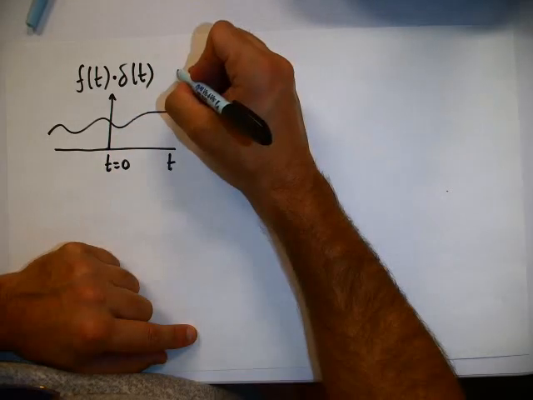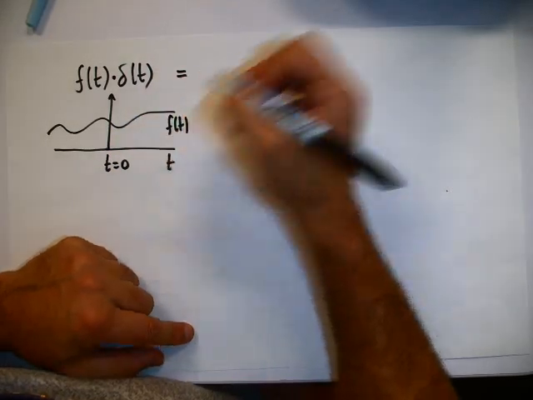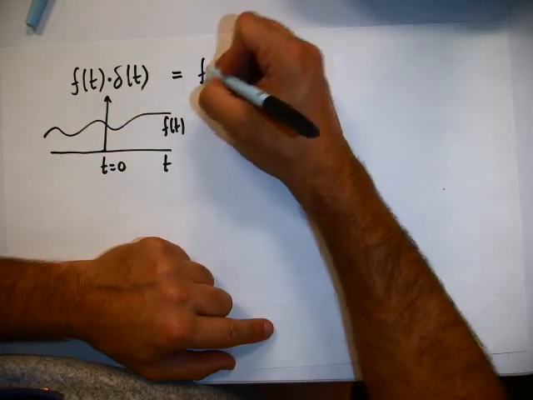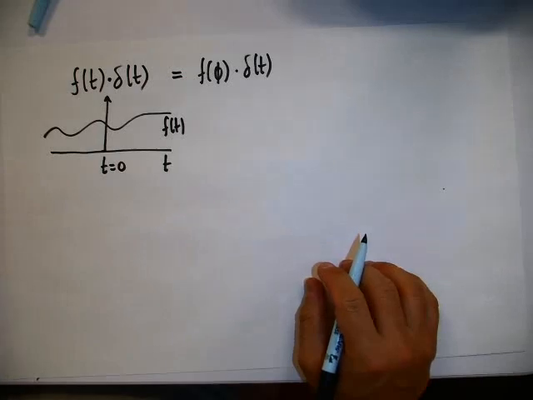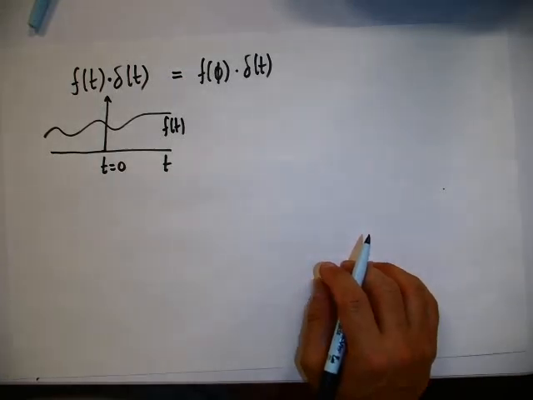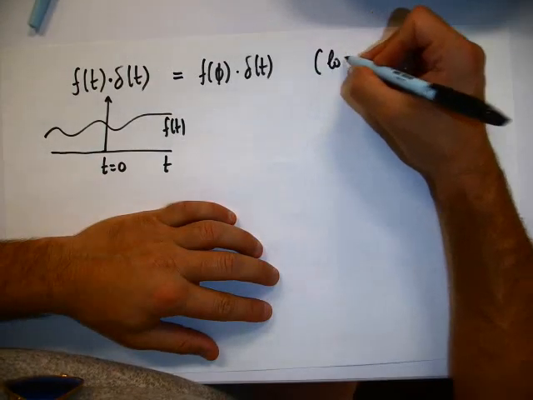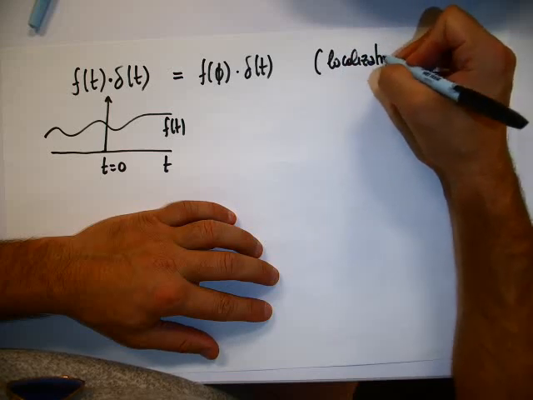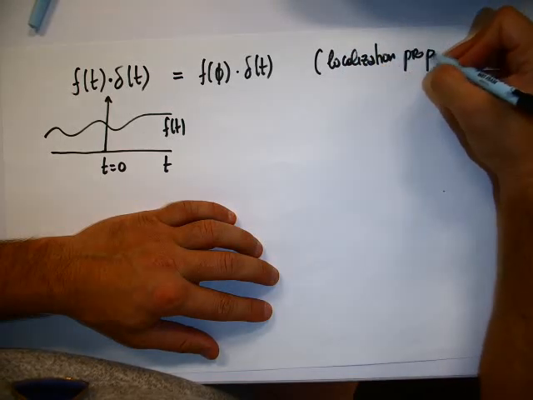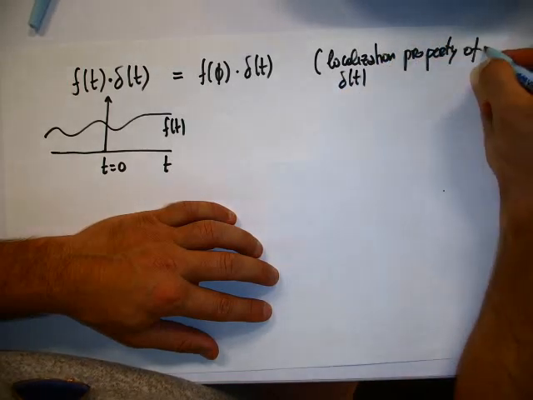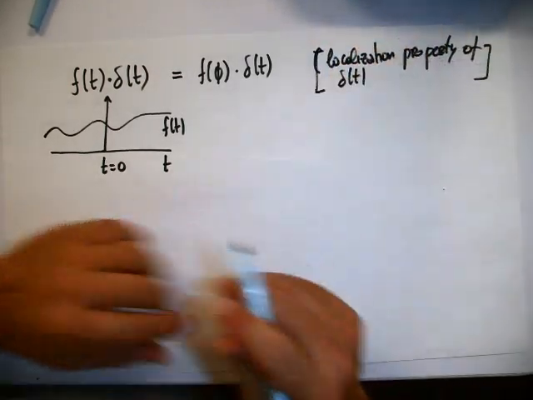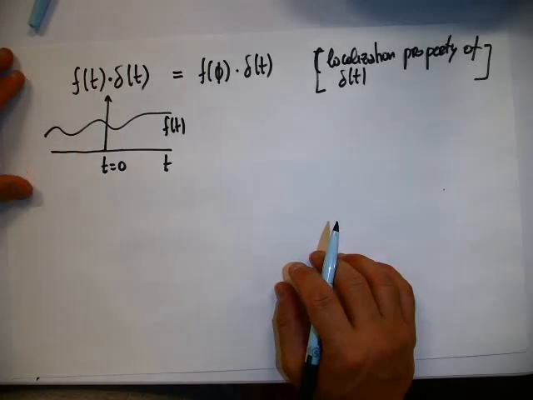This operation is equal to f(0) times delta(t). That's the localization property of delta. Let's try to prove it using distributions.